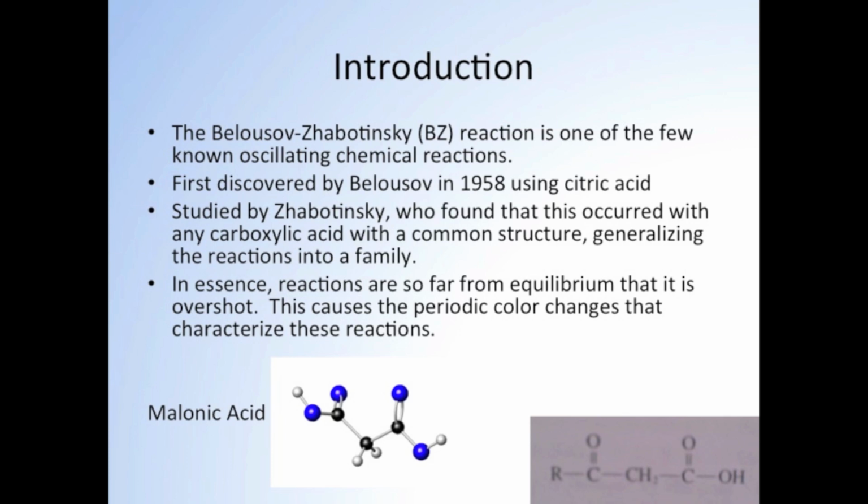By mixing potassium bromate, cerium sulfate, citric acid and diluted sulfuric acid, he found that the concentrations of cerium-4 and cerium-3 ions oscillated. Zhabotinsky later found that this oscillation would occur with any carboxylic acid possessing the general formula shown in the lower right. Essentially, oscillations occur because the system is so far from equilibrium that it is overshot, causing the color changes that characterize this family of reactions.